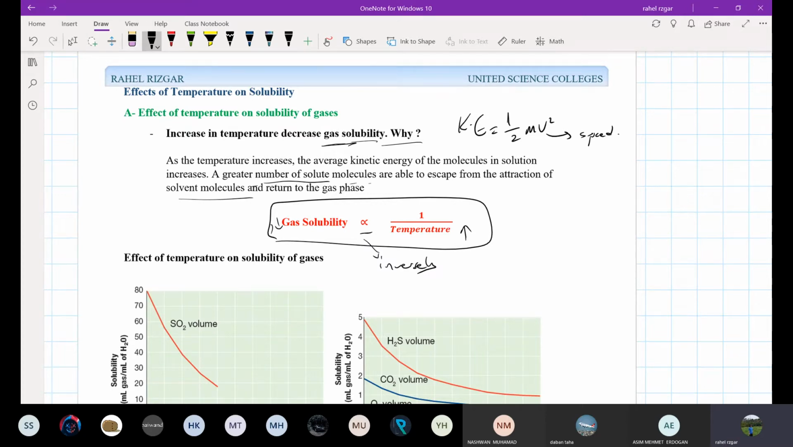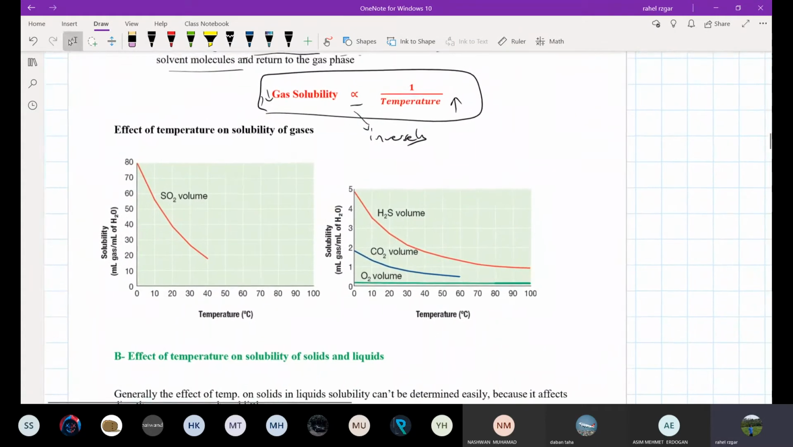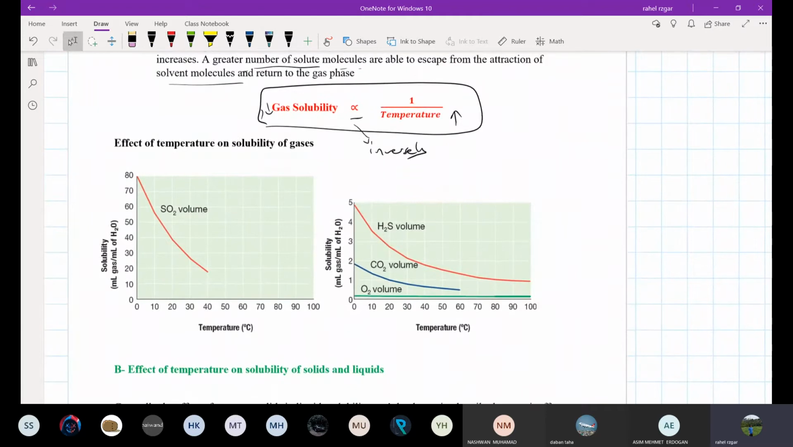So it might ask a question: in which one of the following does gas escape more? You will say at high temperature. At high temperatures. So look at this graph here. This is actually the solubility of gas depending on temperature. An example here is SO2.